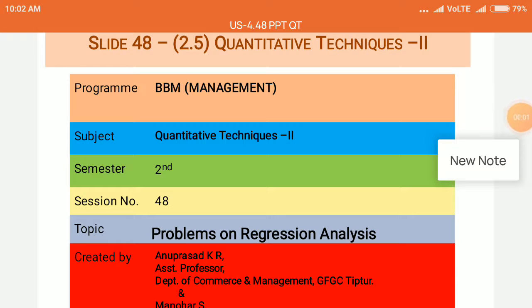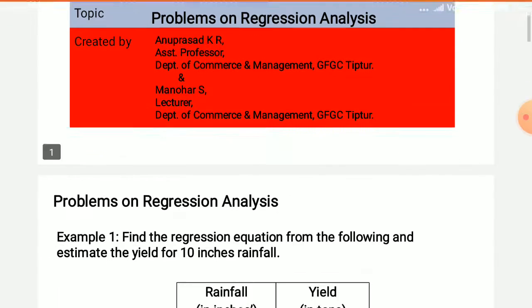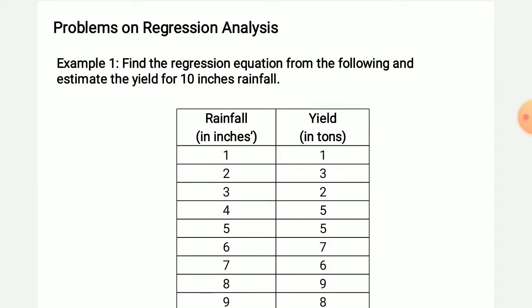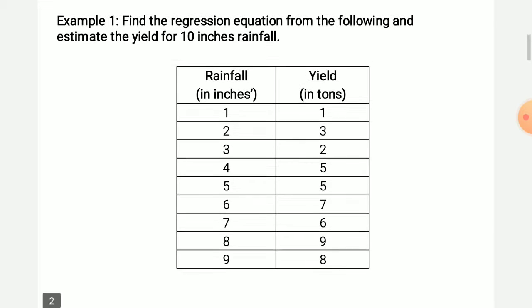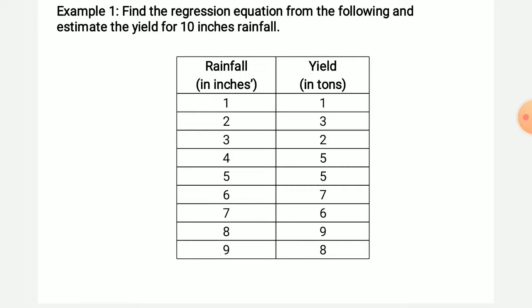Here we have been working problems on regression equations by using actual mean and assumed mean or assumed value methods. Now take first problem. Here we have to find the regression equation from this given data, and we have to estimate the yield for 10 inches rainfall. So rainfall in inches as well as yield in tons are given.